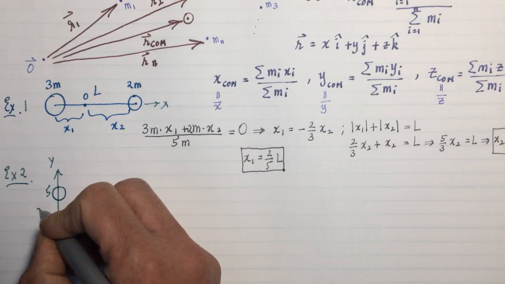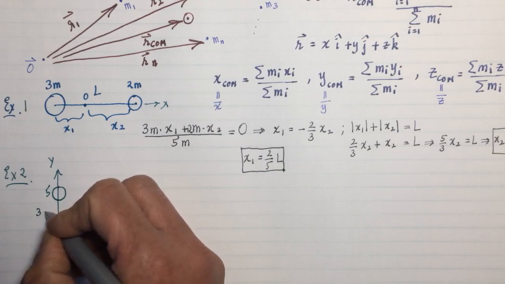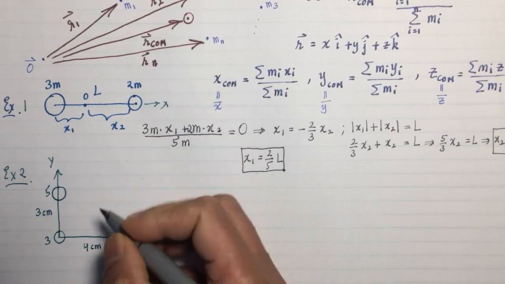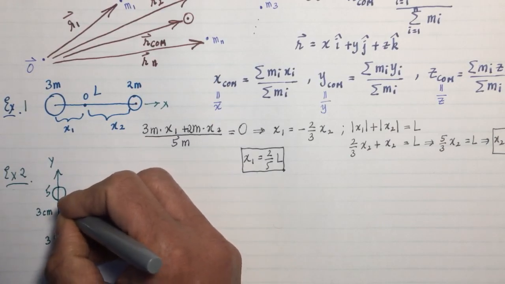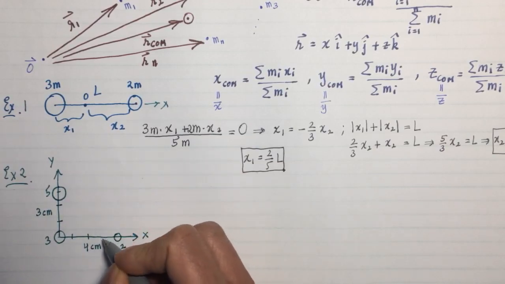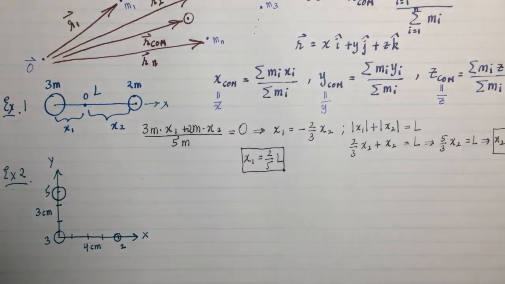So this distance, I'll say, is 3 units. How about centimeters? And this distance is 4 centimeters. So 1, 2, 3, 1, 2, 3, 4. Let's find out where the center of mass is. I mean, you know it's going to be somewhere there, but exactly where?